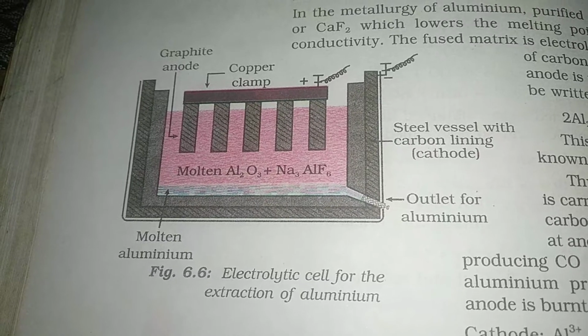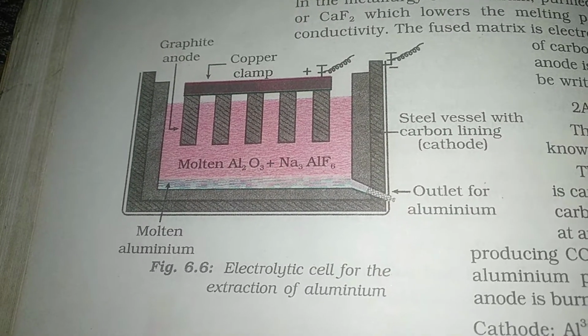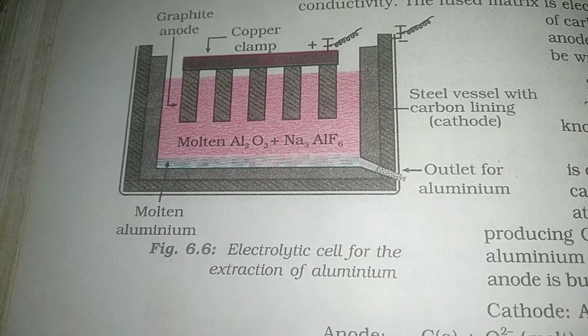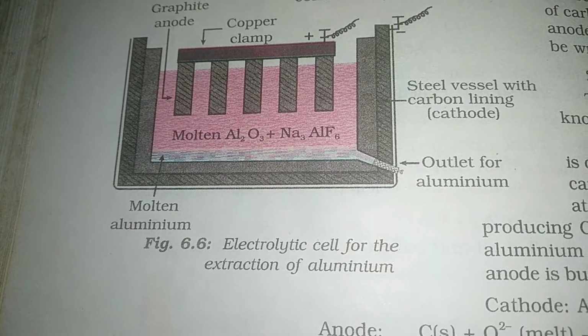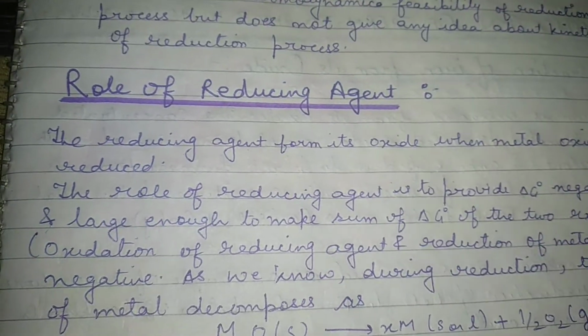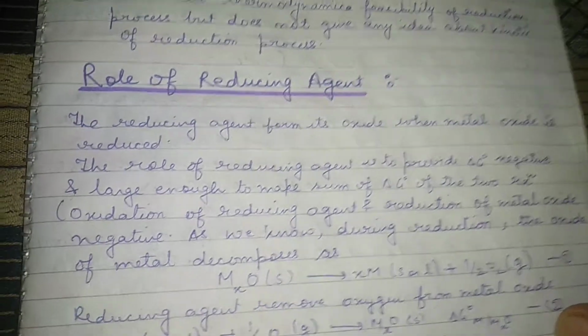Welcome once again. Today we are going to discuss the different processes of metallurgy and extraction of metals from its ore. So let's start with the fifth video of this topic. Here you can see the first topic of this video is the role of reducing agent.